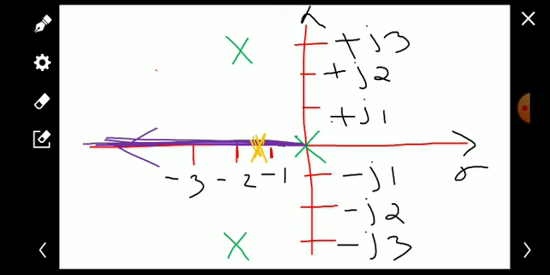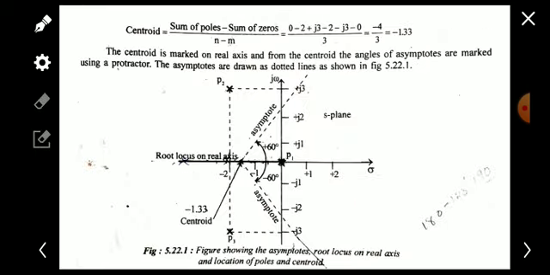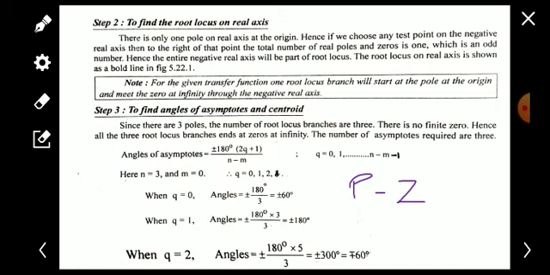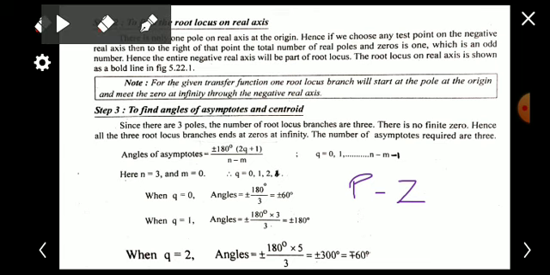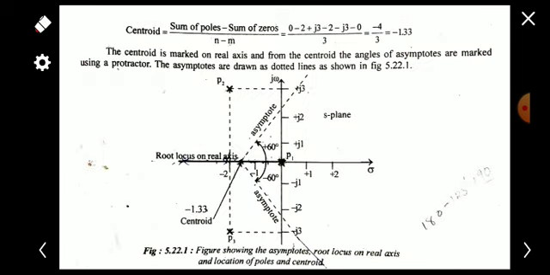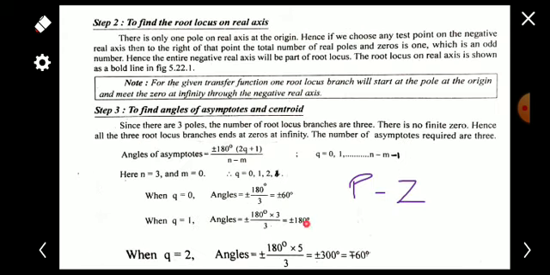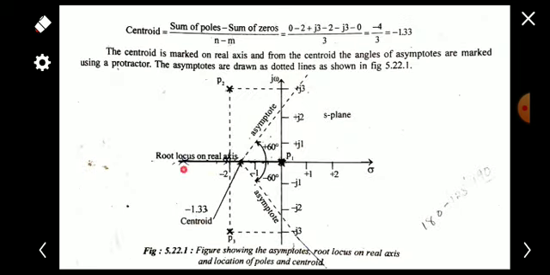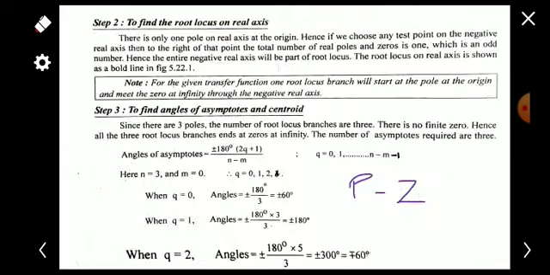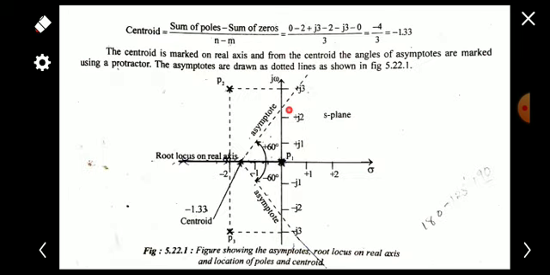Approximately here this will be minus 1.33, and from that we have to draw the angle of asymptotes. The angles of asymptotes are plus or minus 60, plus or minus 180, and again minus or plus 60 degrees. These two are the same. So from this point draw a dotted line with an angle of plus 60, and also draw a line with minus 60. And plus or minus 180 means the real axis itself, so no need to draw that, it is already there. And minus or plus 60 will be the same lines.